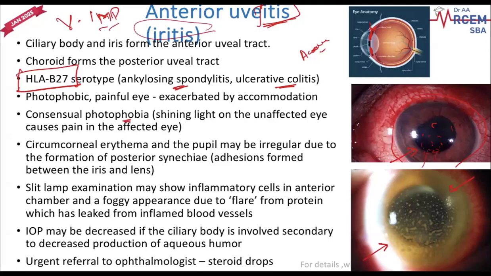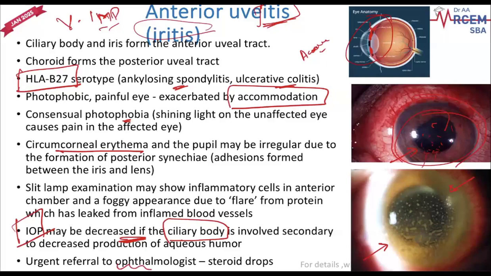Photophobia, basically because the pupils will start constricting. It cannot constrict because there are some adhesions which are formed between the lens and the iris. That's why they'll have quite a bit of pain, especially during accommodation. What you need to remember: circumcorneal erythema, as I've explained, and an irregular pupil will be present. That is another classical feature you need to be aware of. What about intraocular pressure? Intraocular pressure is decreased because aqueous humor is produced by the ciliary body. Here, the ciliary body is affected. That's why intraocular pressure is decreased.